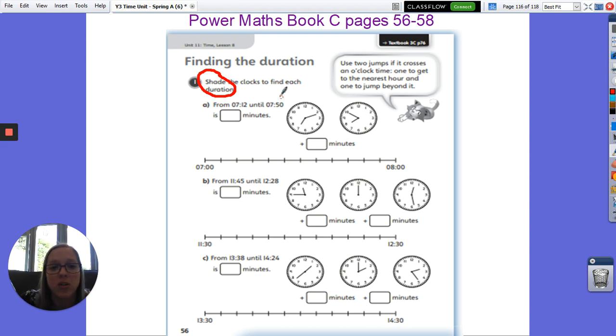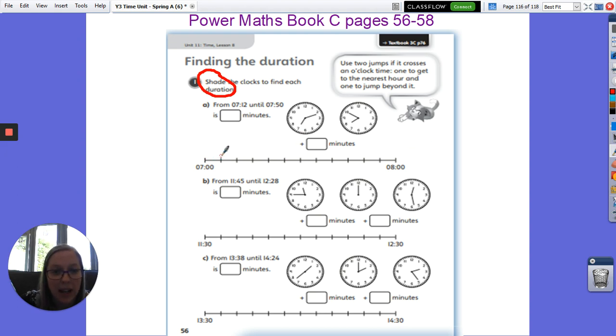Okay, so it's got the digital time there. To start off with, it's not crossing over an hour, so that should be a little bit easier for you to calculate. Be really accurate. So from here, you need to shade how long it was, and then how many minutes that was. It's also represented on a number line. So if you were being absolutely amazing, you could track that on a number line.